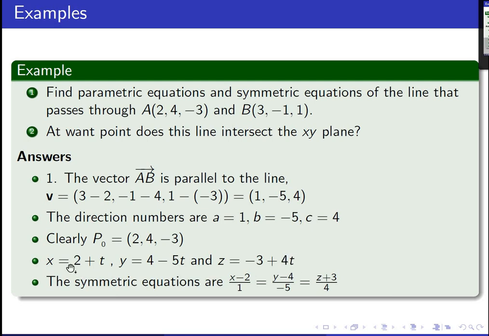So the symmetric equations, obviously we find them by simply solving every component for t, are given as x minus 2, which is equal to y minus 4 over negative 5, and the z, which is simply z plus 3 over 4. So these are my symmetric equations. All of them are in terms of t, they equal t, which means they equal each other, right?